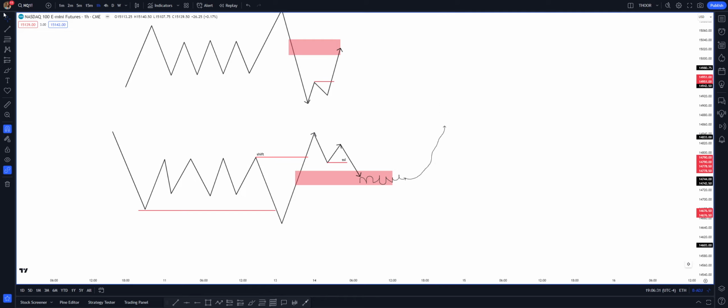So yeah, that's that, guys. This is how I literally anticipate a low resistance liquidity run for New York morning sessions.